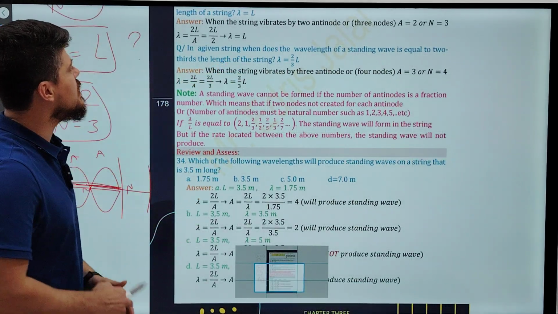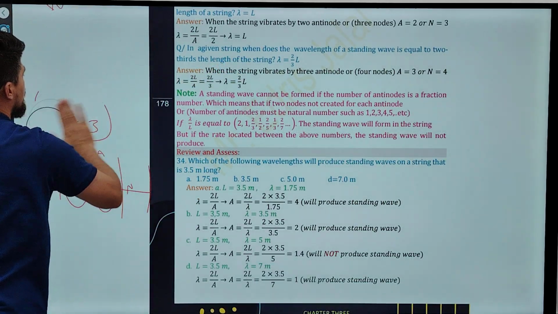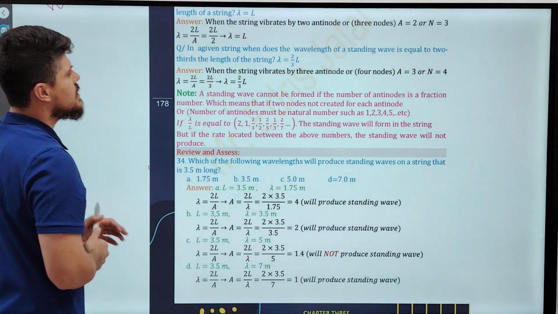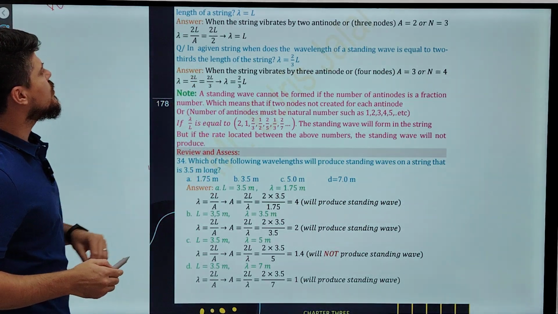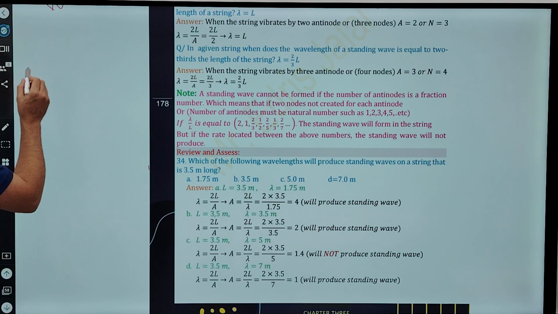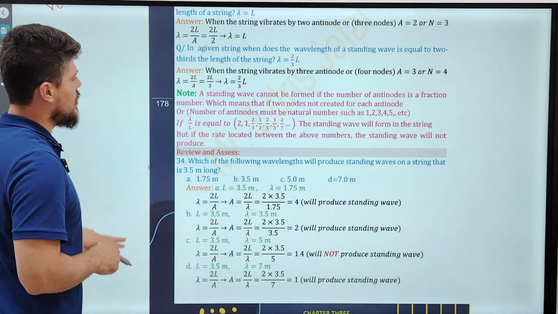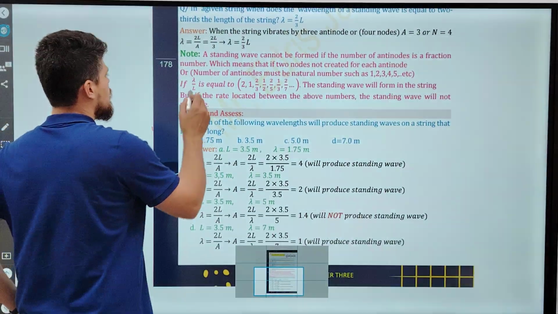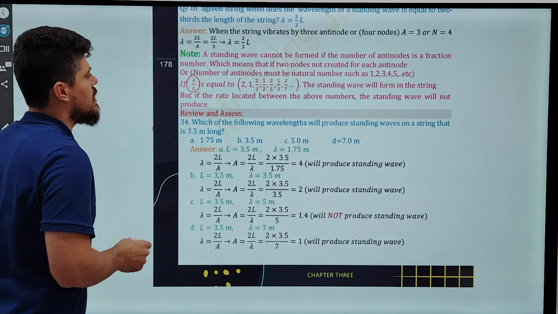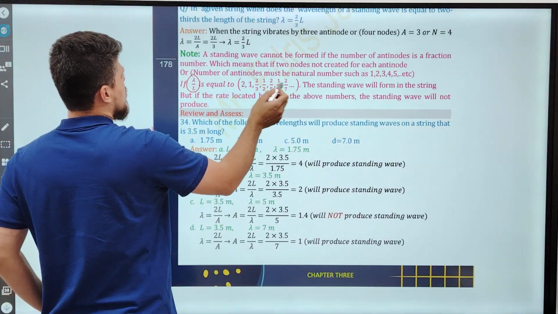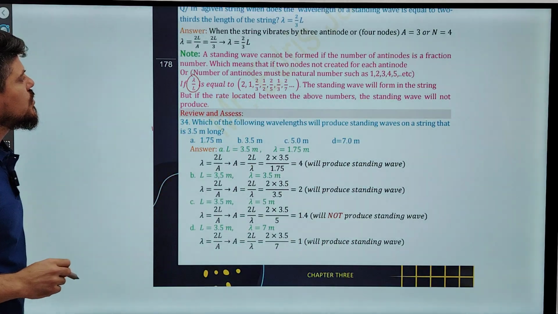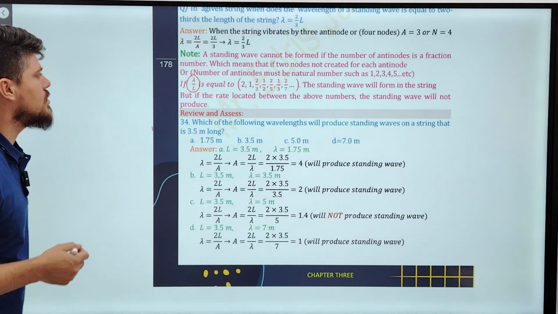In a given string, when is the wavelength of the standing wave equal to 2/3 the length of the string? When the string vibrates with 3 antinodes and 4 nodes. So this is the wavelength over L, as I mentioned before, in the nodes, equal to 2, 1, 2 over 3, 1 over 2.